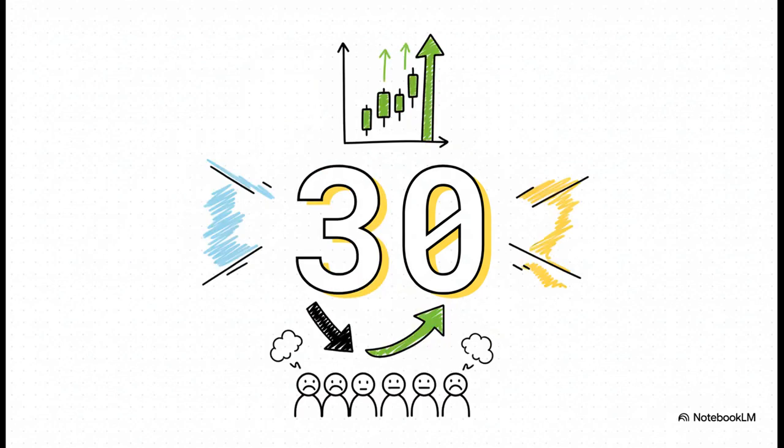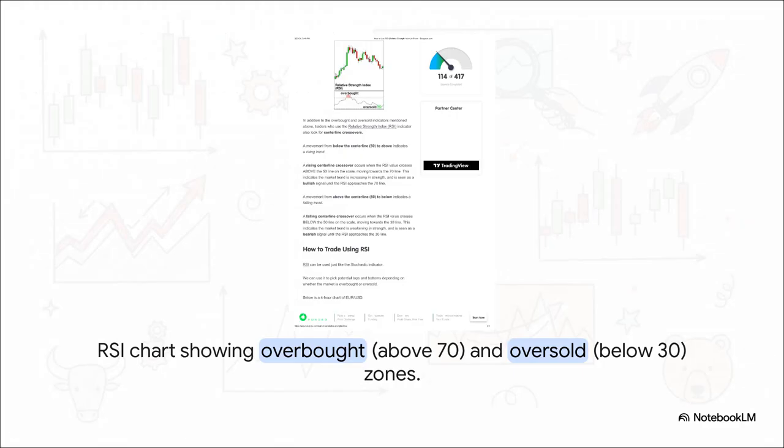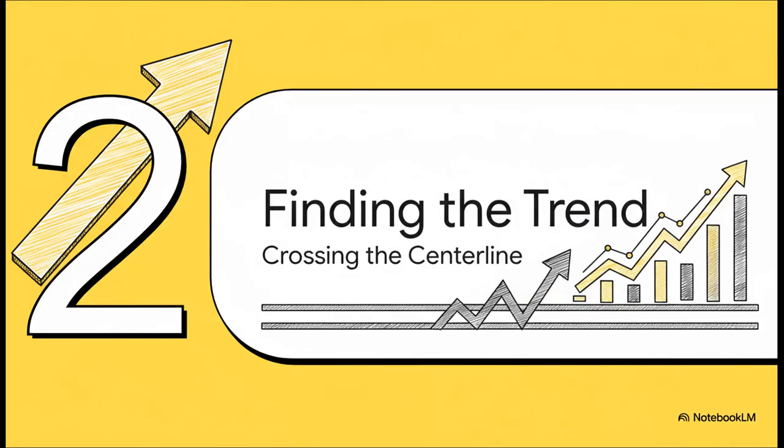And on the flip side of that, you've got the 30 level. When the RSI drops below 30, we call that oversold. This suggests that maybe the sellers are getting exhausted, they're running out of steam, and that could create an opportunity for the price to bounce back up. And here's what that looks like on a real chart. See the price action up top, and then down below you've got the RSI doing its thing. You can clearly see those zones, the area above 70 and the area below 30. These are the zones where traders start paying very close attention, looking for signs that a turn might be just around the corner.